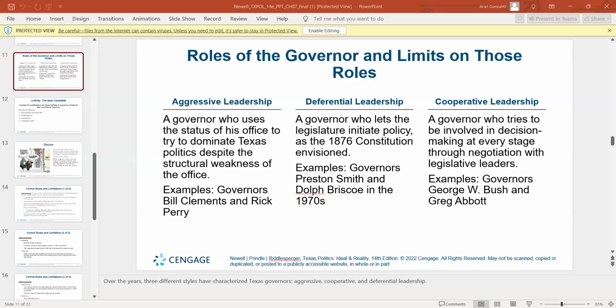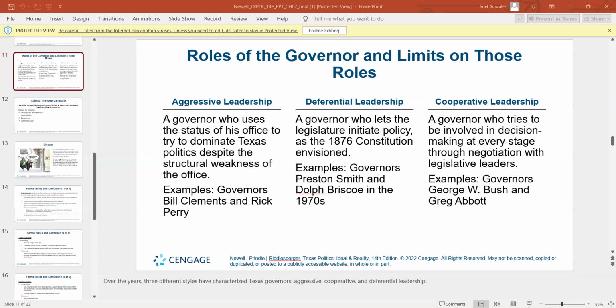Now, for the session power, the governor can call special sessions, and this is a pretty substantial power because the governor can call unlimited special sessions. There are no limits to this. Yes, they're only for 30 days, but the governor can call multiple ones. Governor Abbott has called many special sessions over the last several years. In 2021, he called several. He called several also recently, last year as well.